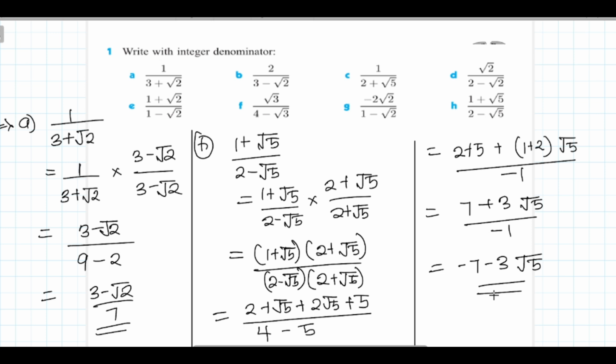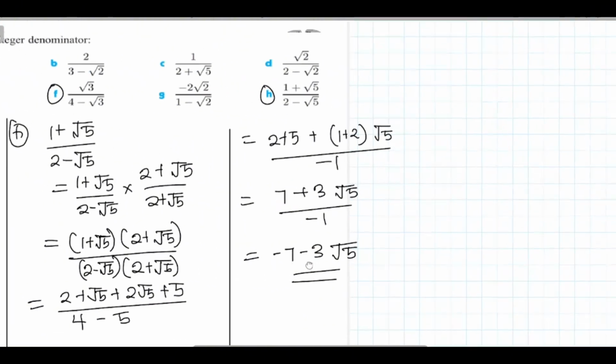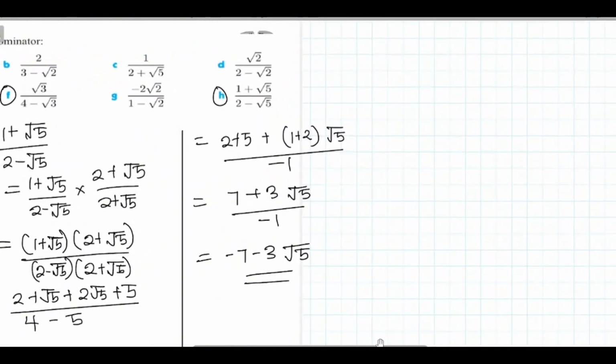So that is what we simply have there. So this is how you can rationalize denominators. Very simple. So pause the video and take this question F, and let's see what you get. Okay, it should be done now, so let's see what your answer is.